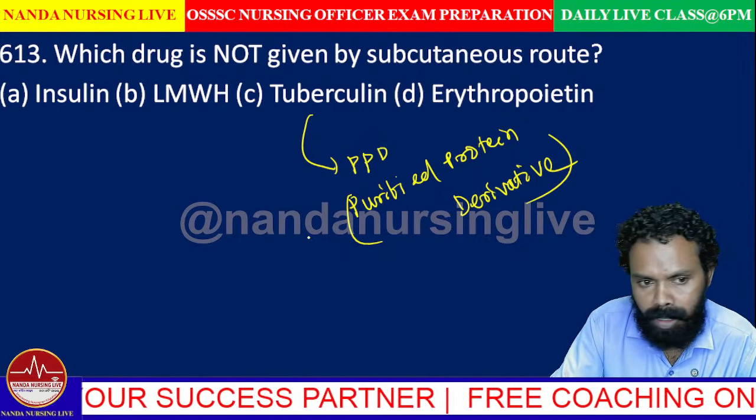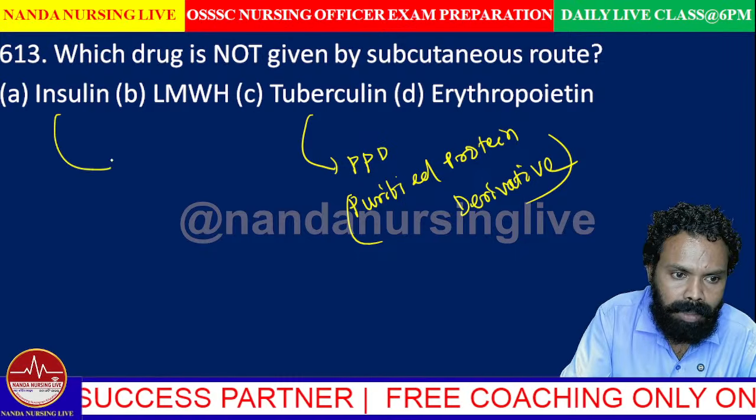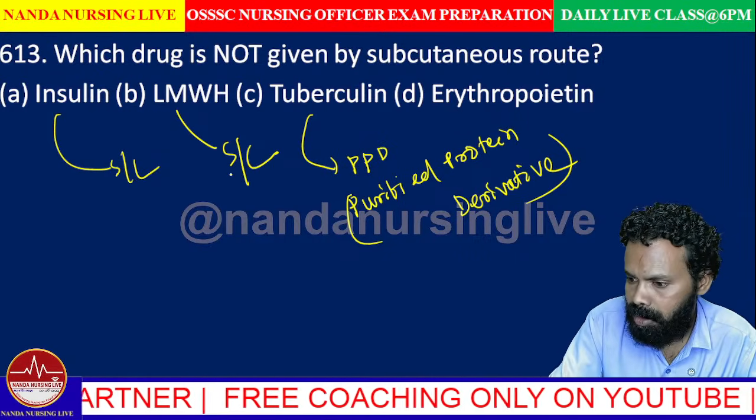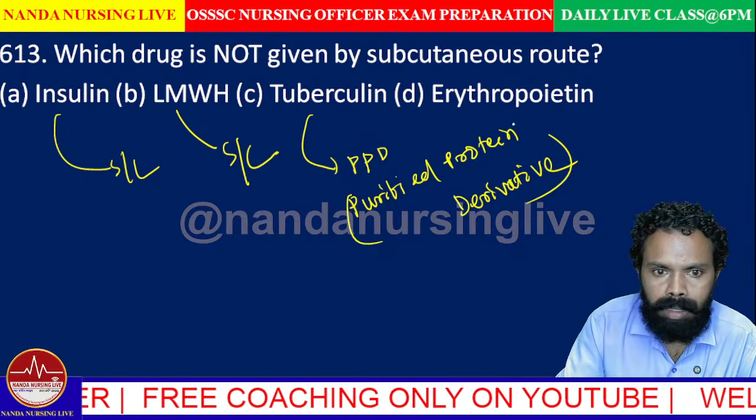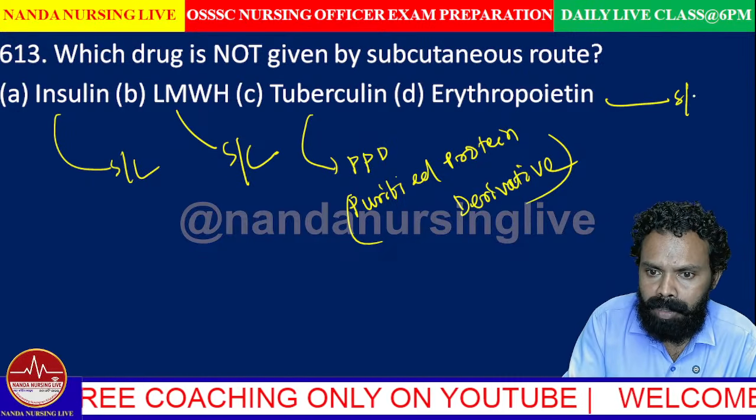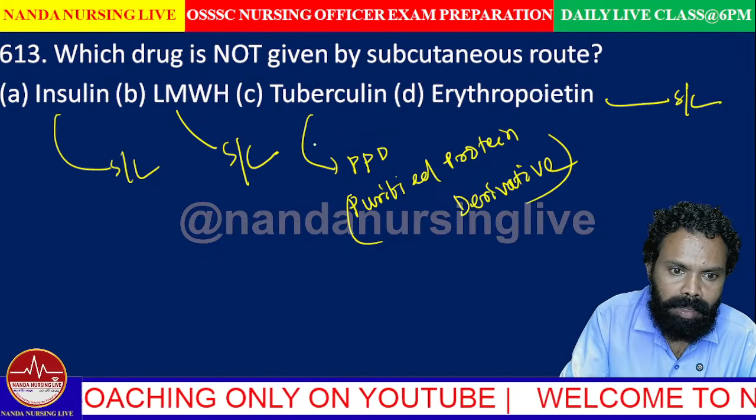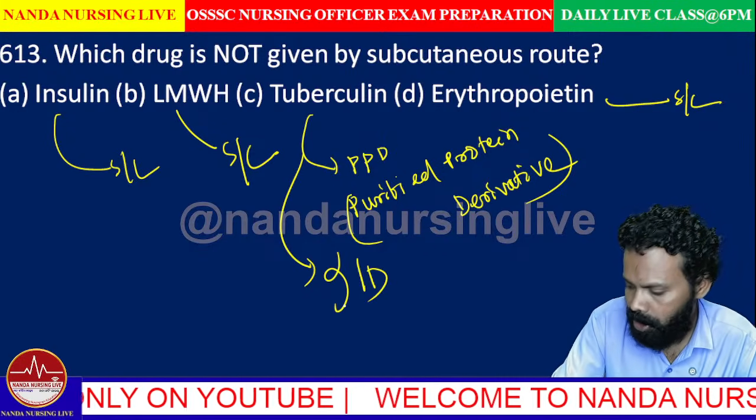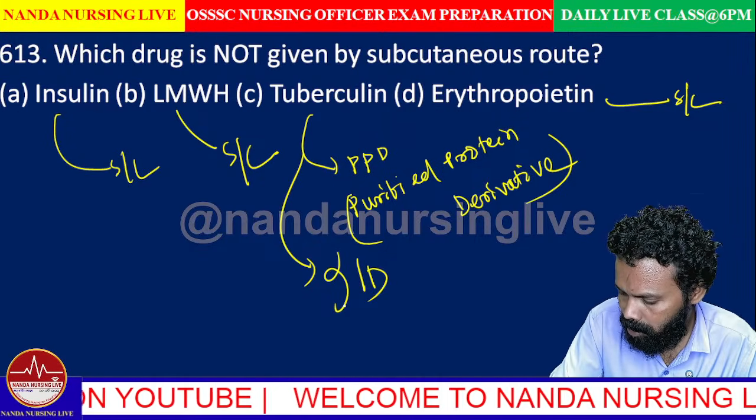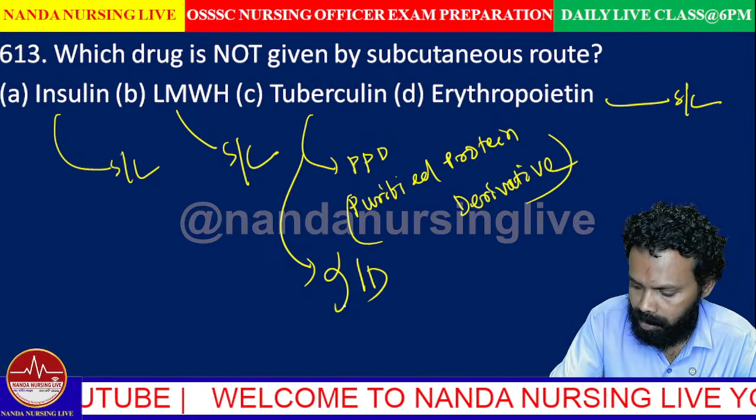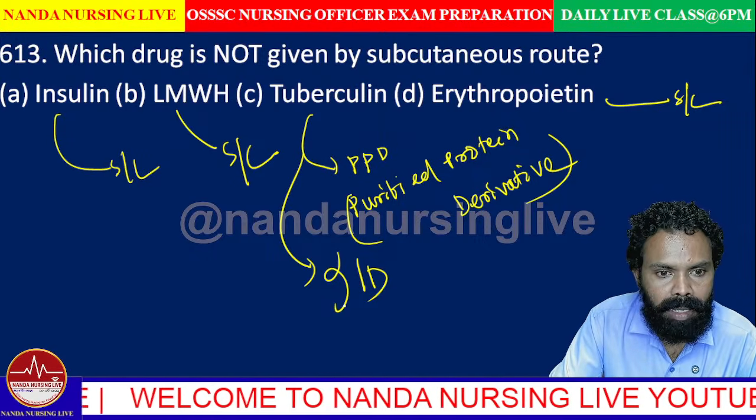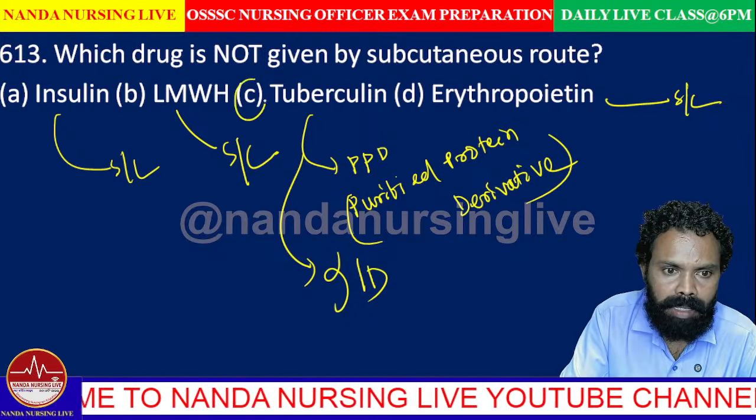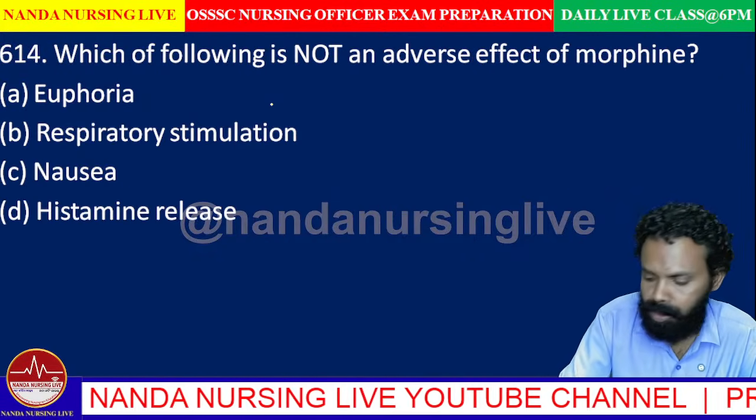Insulin is given subcutaneously, LMWH is given subcutaneously, and erythropoietin is also given subcutaneously. The tuberculin test is given intradermally. So option C is the correct answer. Option C is the correct answer. Next question, question number 614.